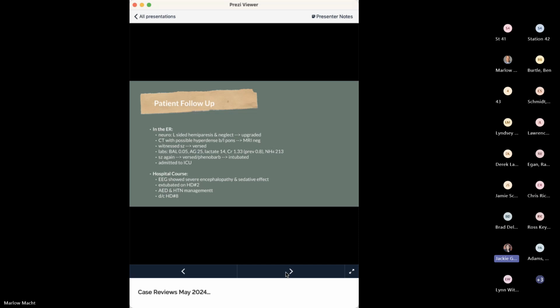He again had another seizure. He was given Versed and phenobarbital, and he was intubated that time for status seizures, and he was admitted to the ICU. During the hospital course, his EEG showed severe encephalopathy and sedative effect from the sedation he was getting. He was extubated on hospital day 2. He was started on anti-epileptic medications as well as hypertension meds since his previous regimen wasn't controlling his hypertension, and he was discharged home on hospital day 8. Next.